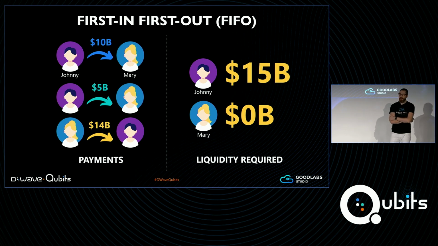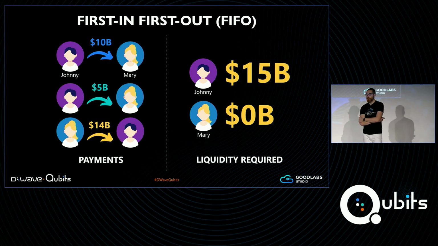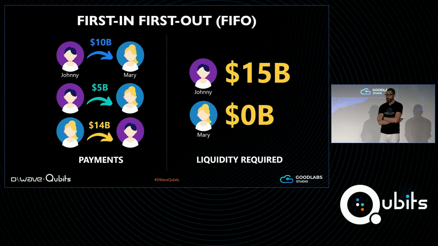Now, what we're interested in is how much money does every player need to have in their account at the start of the game, so that way all these payments can settle and nobody goes into debt. We call that the liquidity requirement. So if I've done my math right, Johnny here needs $15 billion, but Mary doesn't need anything because she receives 15 before she then has to pay 14 back out. So she's lucky, she just gets to recycle liquidity.